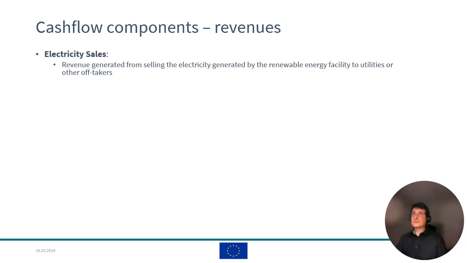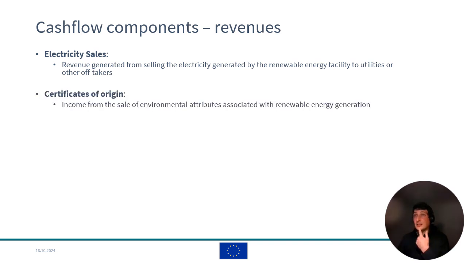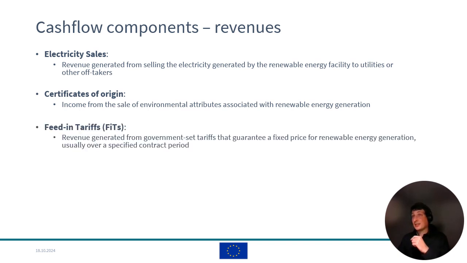So what else? Revenues, because we want to make money with the system. At least we hope so. So where can you make money? Of course, you can sell, for example, the electricity that you have, right? As we said before. So definitely. Certificates of origin, that would be CO2 certificates, for example, something like this.